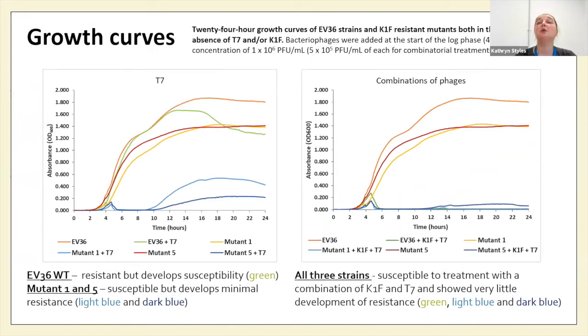Both mutant 1 and 5 did develop susceptibility to T7. But interestingly, they'd also start to develop some resistance as well during the 24-hour period. So this is our strains that have been exposed to K1F and now are sequentially being exposed to T7. So there should be no K1F left in the solution. And then when we added combinations of phages at the same time, you would get very low growth rates, and you would see very little development of resistance.